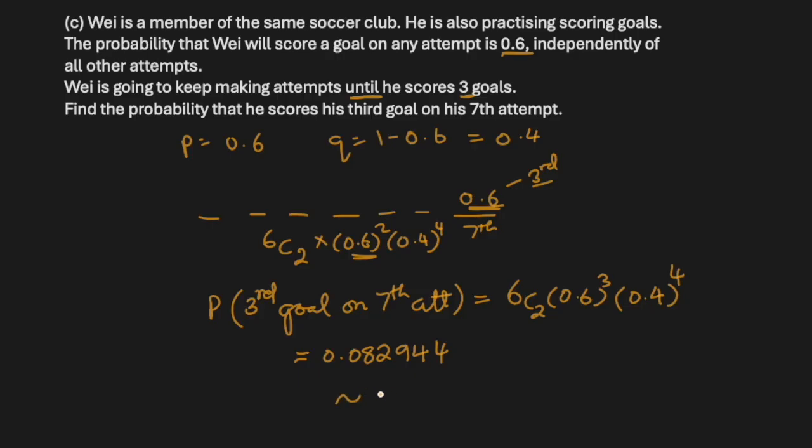What I'm getting here is 0.082944, which can be rounded off to 0.0829.